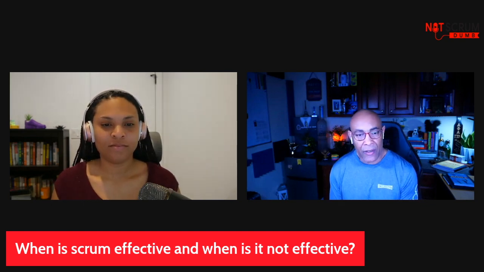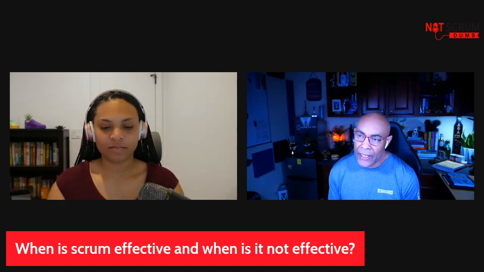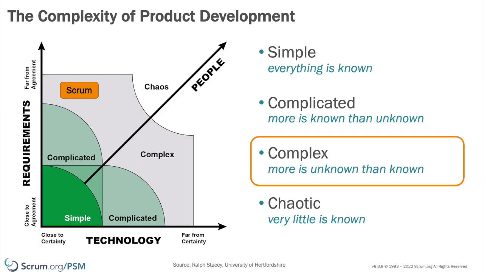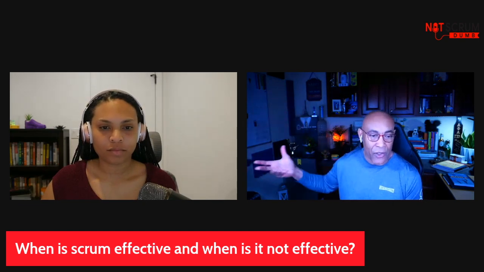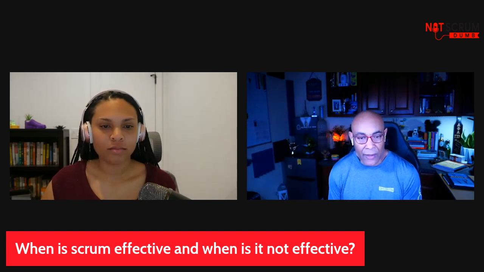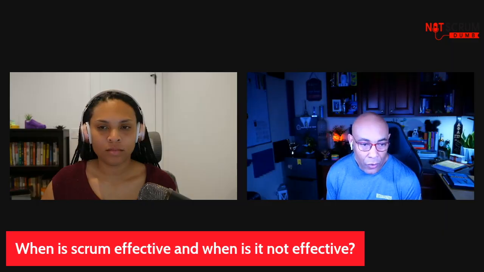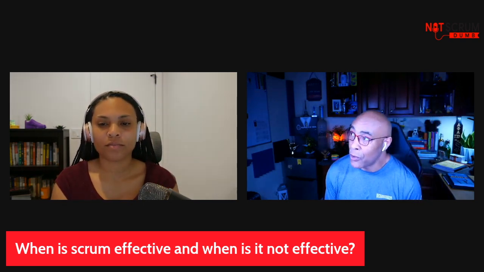Let's take a step back because we have to share something with you before we get to that answer. I want to introduce you to the Raff-Stacy model of uncertainty. There are 4 domains of complexity of work. There is the simple domain where everything is known. If that's the case, why don't you just go do it? You don't need a methodology or framework to do that. Then the next level would be complicated, where there's more known than unknown. That's where Six Sigma will come into play, and lean methodology was made for those particular ones.